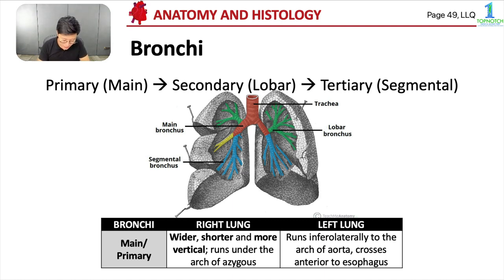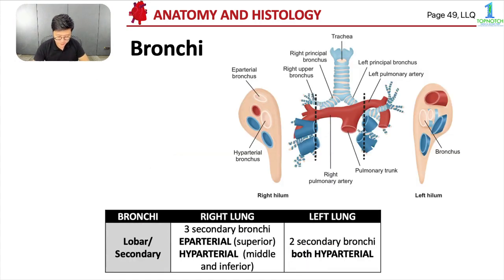Next, you have your bronchi. Your primary then divides into your secondary or your lobar. Then they divide into your tertiary or your segmental bronchi. For your main bronchi, may pinagkaiba din yung sa right at left. Your right main stem bronchi is wider, shorter, and more vertical, and it runs under the arch of the azygos. While for the left main stem bronchi, it runs inferolaterally to the arch of the aorta, and it crosses anterior to the esophagus. So again, the right is wider, shorter, and more vertical.